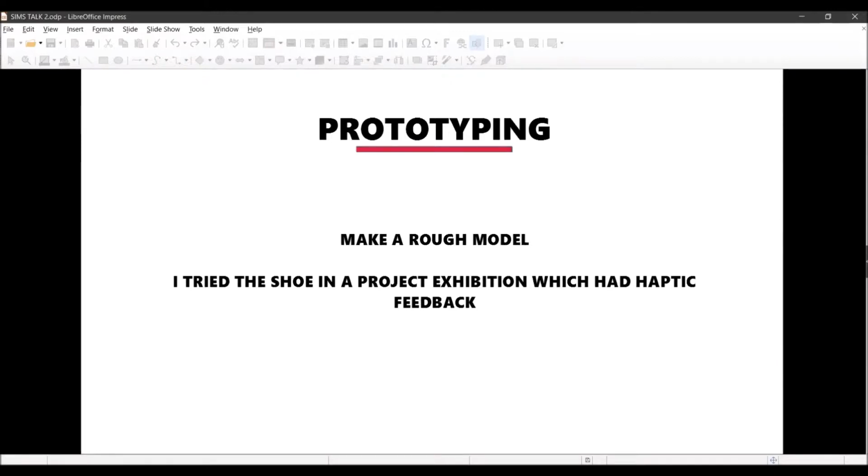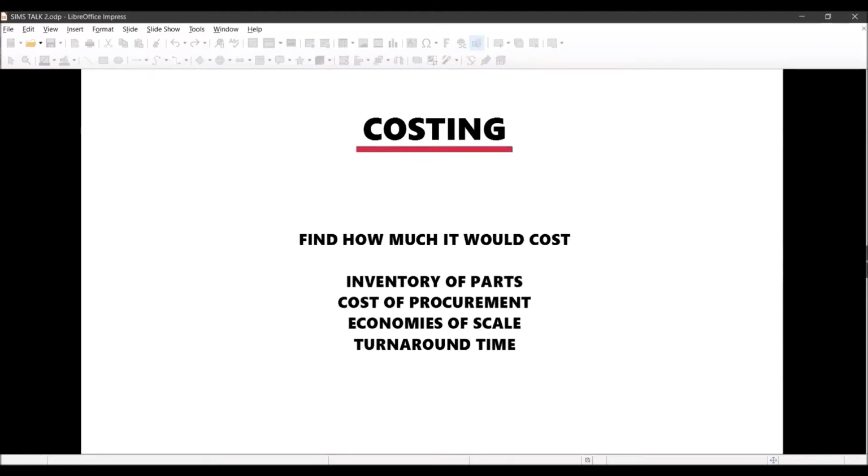So prototyping is making a rough model. I tried this shoe in a project exhibition. It had haptic feedback, and it worked really well. Then you do the costing of this, like how much it would cost to manufacture. What you do in costing is you take an inventory of parts. There is plastic involved, there is cutting involved, there are pressure sensors, then there is the feedback technology. So there is an entire circuitry inside, and you consider how much each part would cost. So you write down in a spreadsheet what the different parts are and what the cost of each part is.